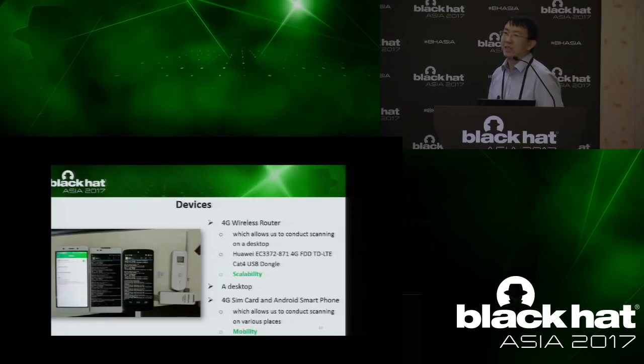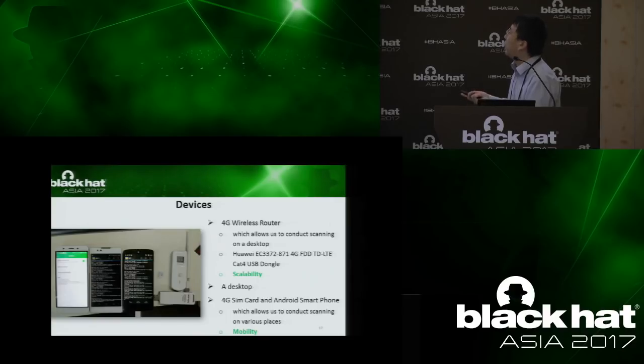So first is the scanner setup. Basically, we use two types of devices. The first type is, I would say, a 4G wireless router-based desktop. So basically, we use a 4G wireless router and insert it into the desktop, and it will turn the desktop into something like a mobile device, which means the desktop will join into the 3G, 4G intranet. The router we used is provided by Huawei.